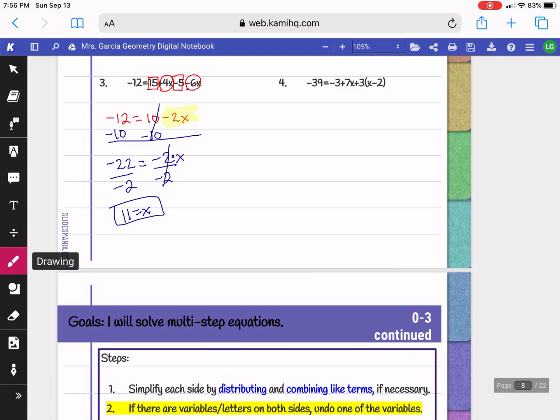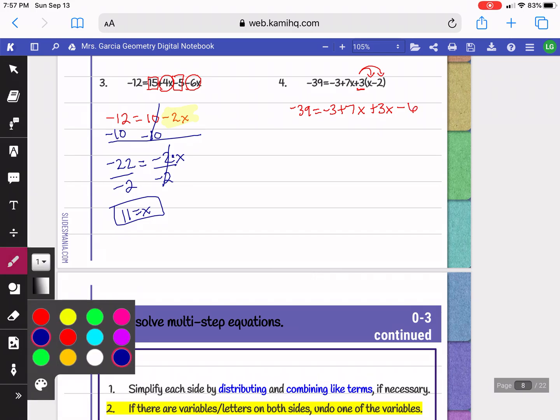On the last problem here, we're going to do the same steps. So here we're going to have to distribute first, since there's parentheses. Anytime there's parentheses, distribute. So everything else will stay the same. Negative 39 equals negative 3 plus 7x. I'm going to distribute the 3. So 3 times x is positive 3x, and 3 times negative 2 is negative 6.